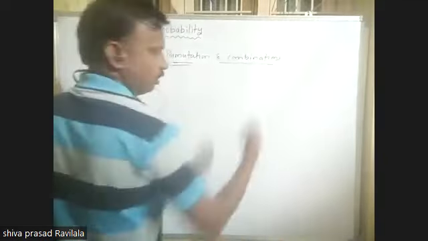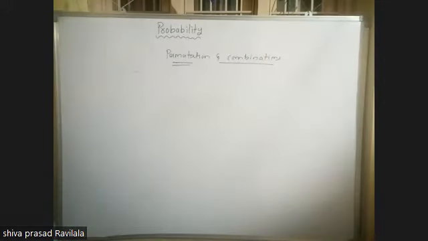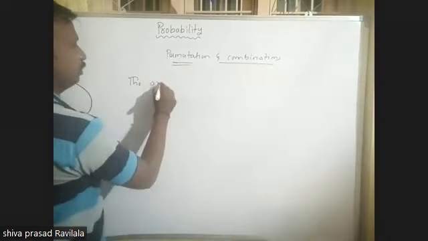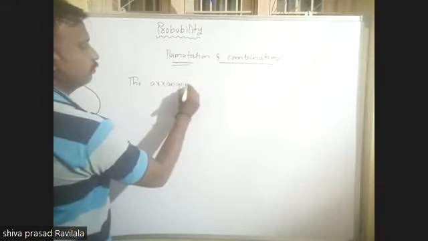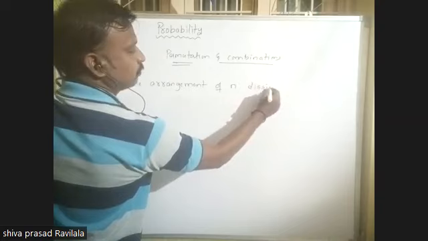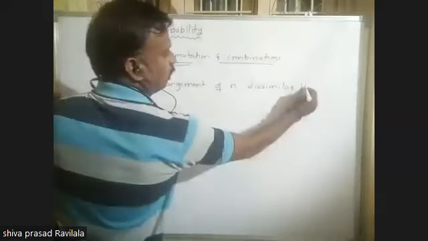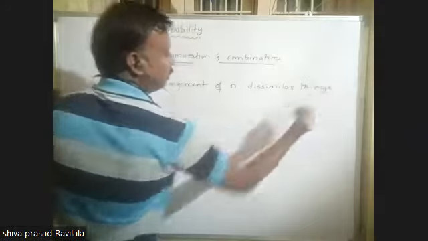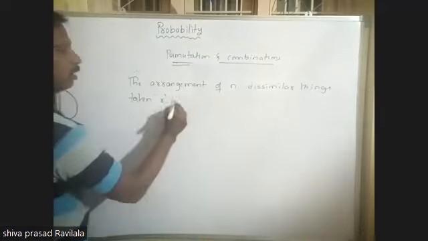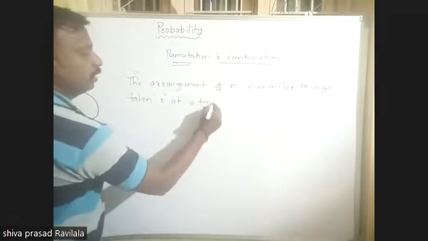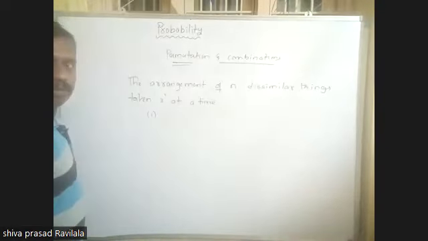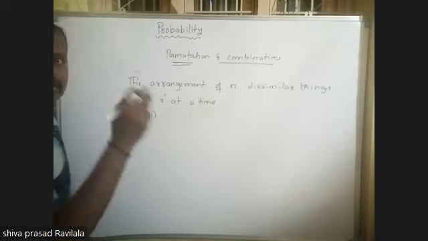Permutation means just arrangement. The arrangement of n dissimilar things taken r at a time. In this, we have three cases. The first one is without repetition, the second one is with repetition, and the third one is at least one repetition.